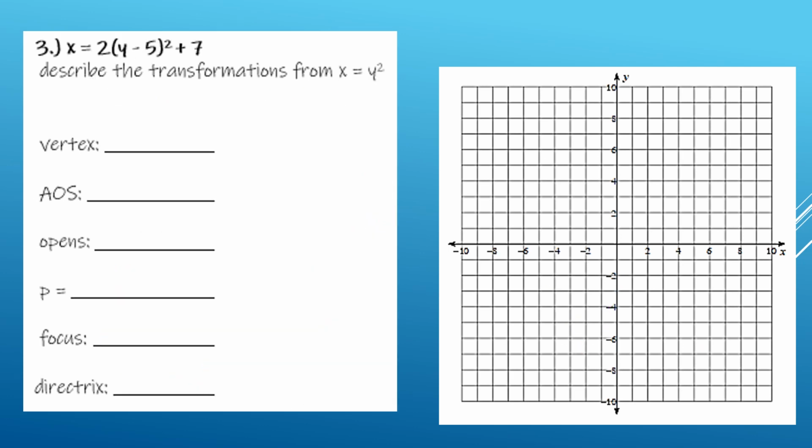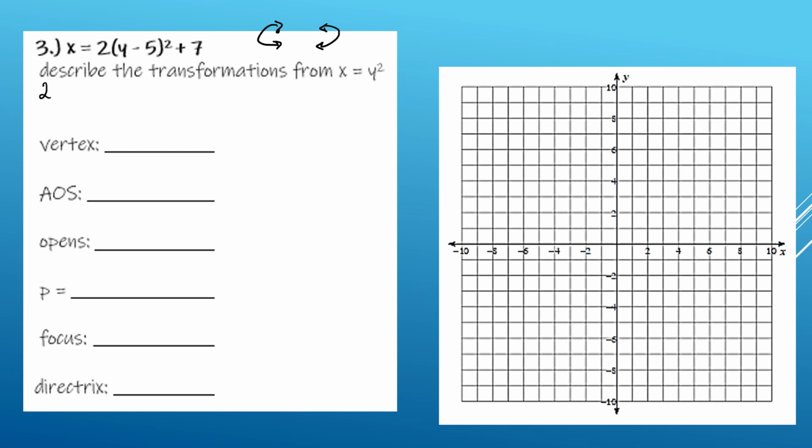Technically, a horizontal parabola would not be considered a function, because if a parabola sits on its side, whether it opens to the left or the right doesn't matter. If you draw a vertical line through it, it's going to pass more than one point, but we still graph them as conic sections. Okay, so we're going to go through, describe our transformations.